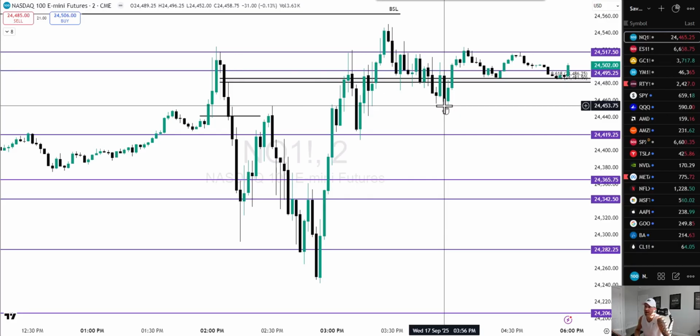If you read that book, Reading Price Charts Bar by Bar, it's a lot like that whole concept he goes over. It's basically kind of what we're doing here.